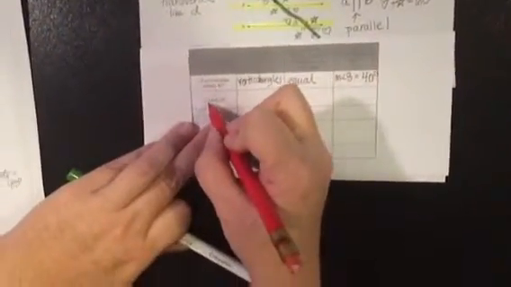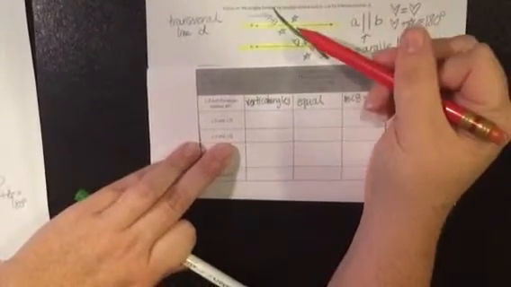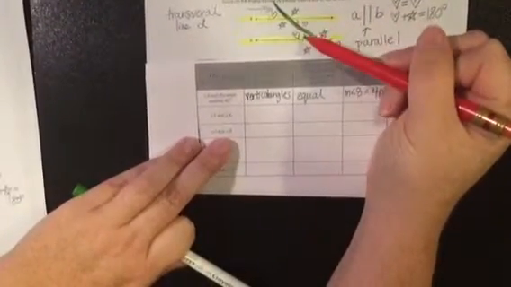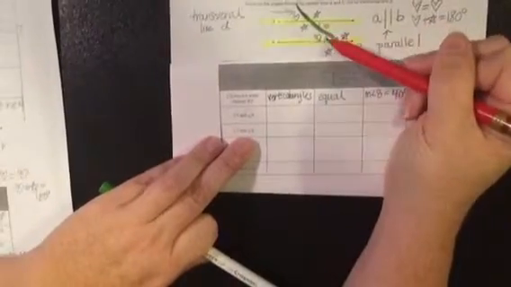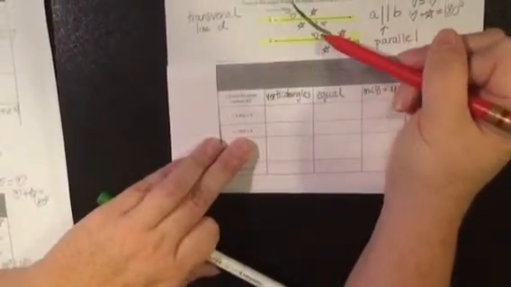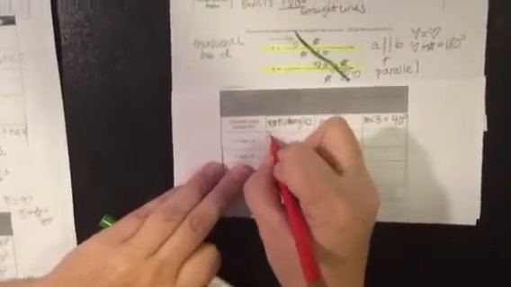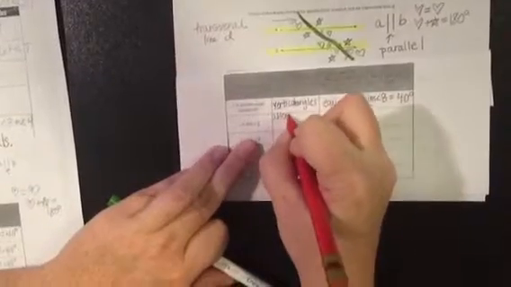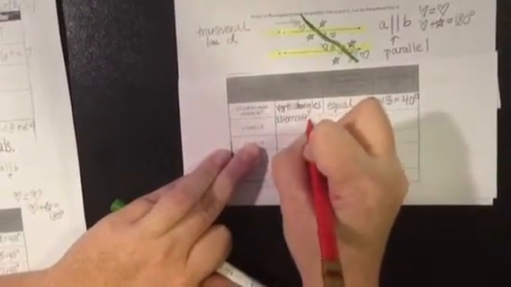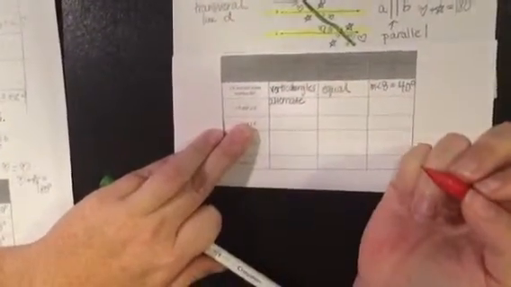It says angle 5 and angle 8. So let's take our pencil and point at angle 5 and point at angle 8. These are on opposite sides of our transversal lines. So they have the vocabulary word alternate because they are on alternate sides of the transversal.